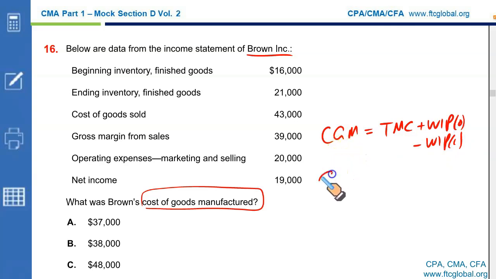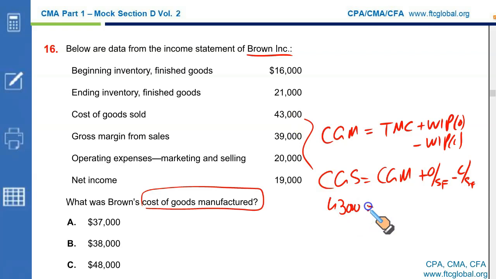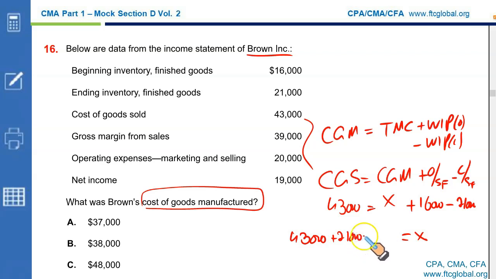Else CGM is a part of the CGS formula. CGS is equal to cost of goods manufactured plus opening stock of finished goods minus closing stock of finished goods. That can work, surely. We have CGS, which is 43,000. We want to find CGM, call it X. We have opening stock of finished goods, that is 16,000. And we have the closing stock of finished goods, that is 21,000. So making X the subject of this equation, it's going to be 43,000 plus 21,000 less 16,000, and the net would be the CGM, and it's going to be 48,000, which is your option C.